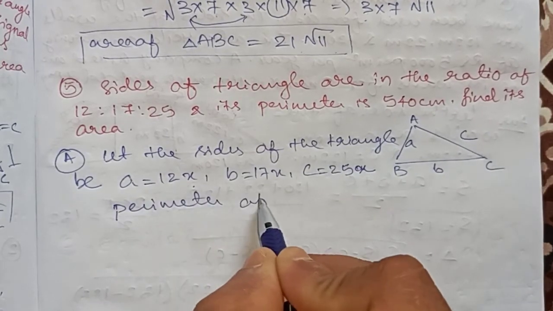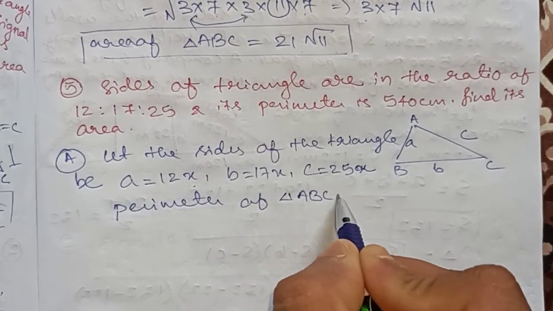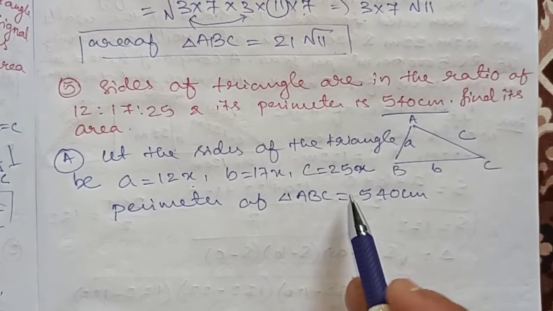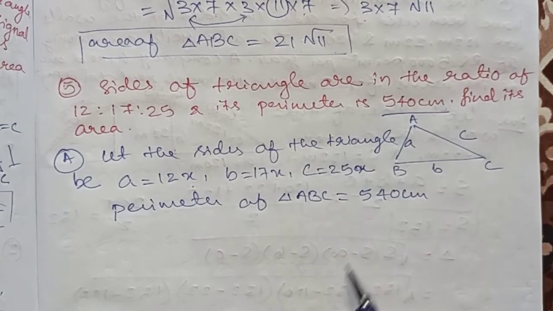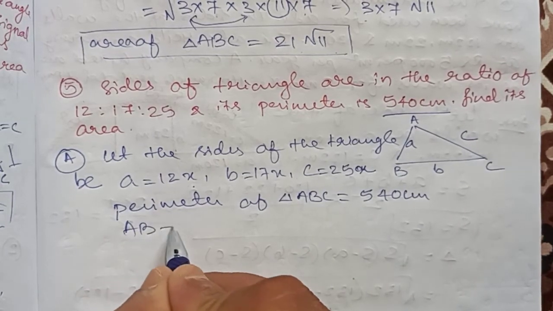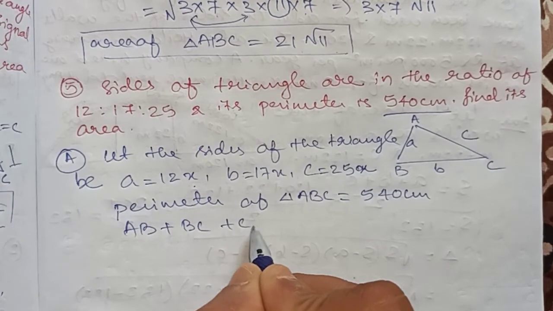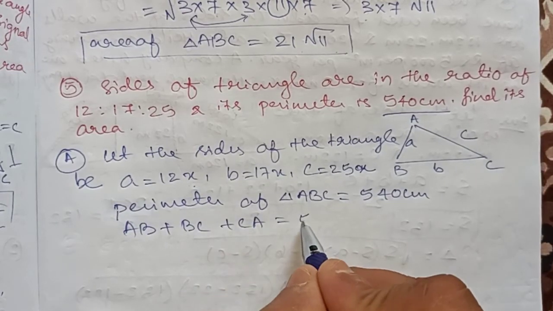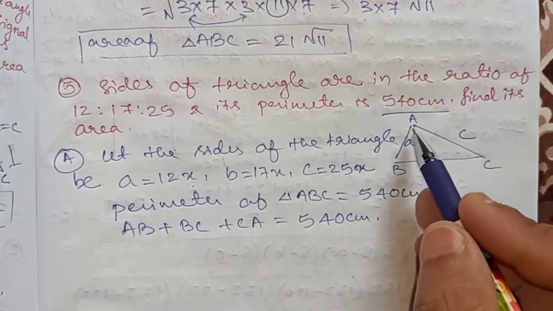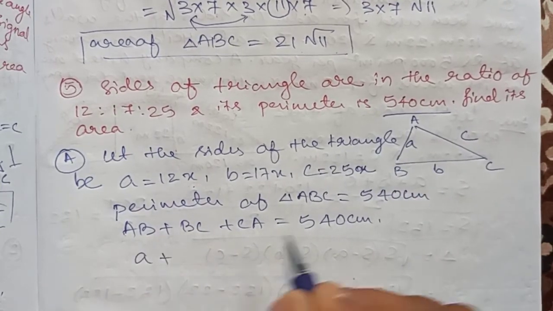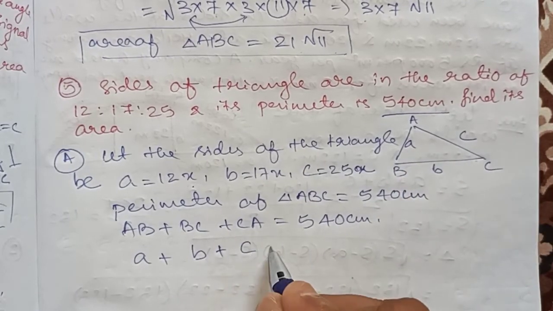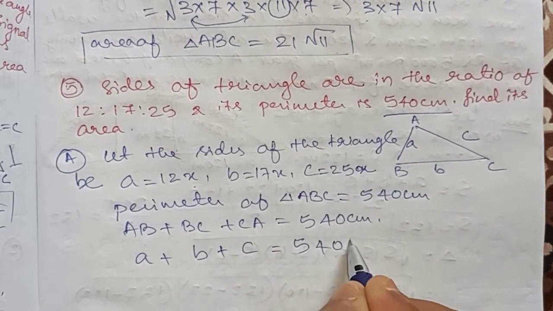Now the perimeter is given. Perimeter of triangle ABC is 540 centimeter. What is the perimeter formula? Perimeter is sum of all sides, that is AB plus BC plus CA or AC equals to 540 centimeter. What is AB? AB is A. What is BC? BC is small b. And what is AC? AC is small c equals to 540 centimeter.